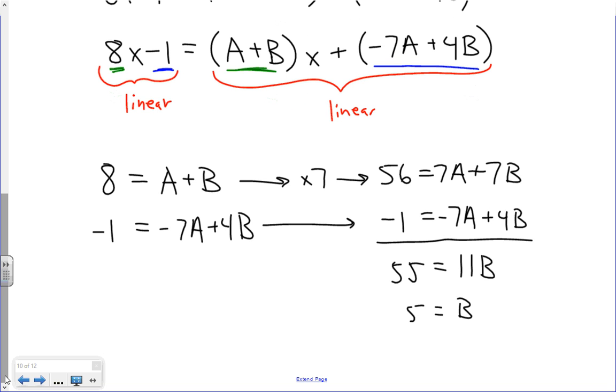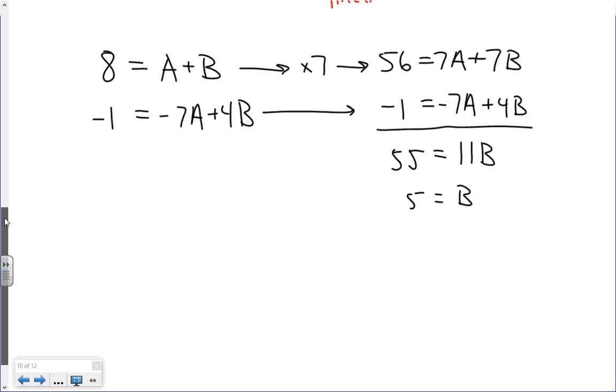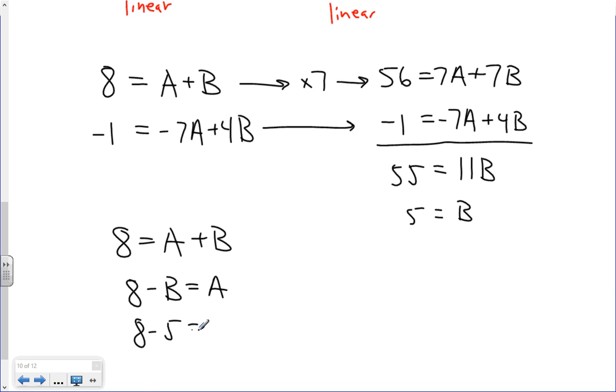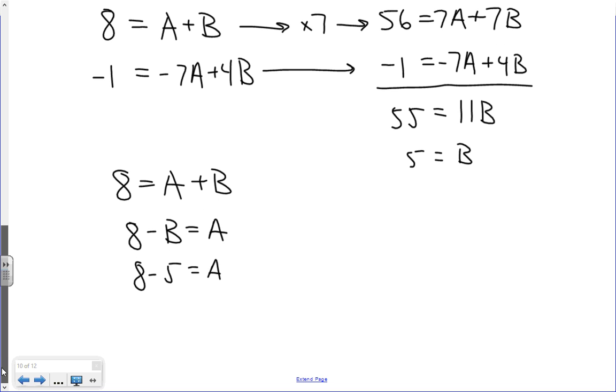And now that you have that, you can take either one of these equations that we started off with and go back and substitute in that value of b. I'll just take that first equation there. So if I have 8 is equal to a plus b, and I know b is equal to 5, that means that 8 minus the b is equal to a. And again, b is equal to 5, so I have 8 minus 5 is equal to a, so a must be 3.